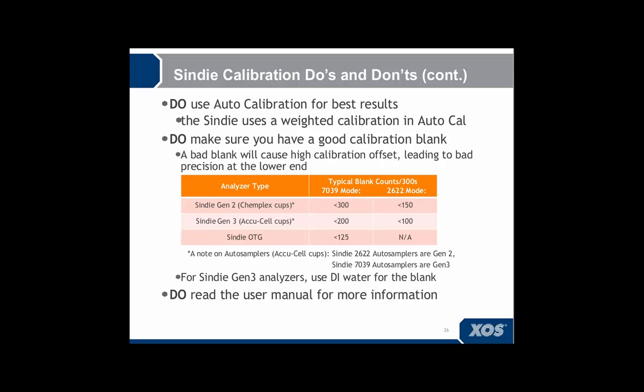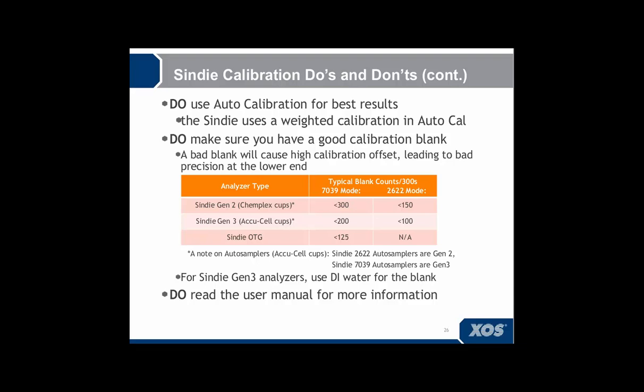Just want to put up a small note here about autosamplers, because all autosamplers use AccuCell cups. So therefore, it may be difficult to remember if that's a Gen 2 analyzer or Gen 3. So if you have a Sindie 2622 autosampler, that's a Gen 2. Use that category. If your autosampler is a 7039 only unit, that's going to be a Generation 3 unit.